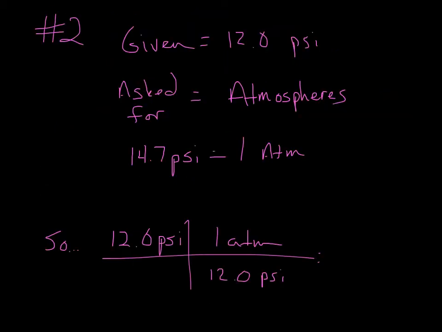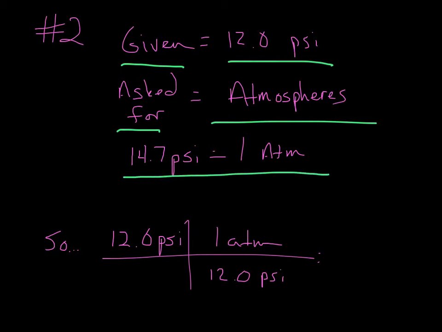Or number 2. Number 2 says a soccer ball is inflated to a pressure of 12 pounds per square inch. Convert this pressure to atmospheres. So I am given 12 pounds per square inch, and I'm asked for atmospheres. And I look in the top of that sheet, and it says that 1 atmosphere is equal to 14.7 pounds per square inch. So I put my given information in the upper left times 1 atmosphere right here. That's what I'm looking for.